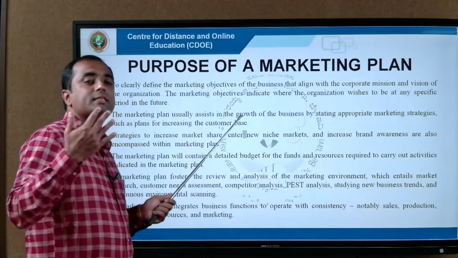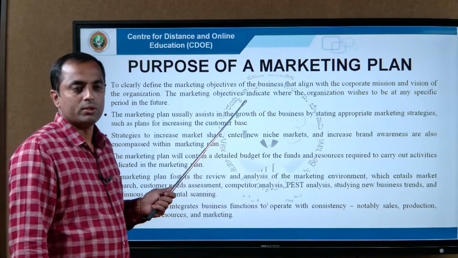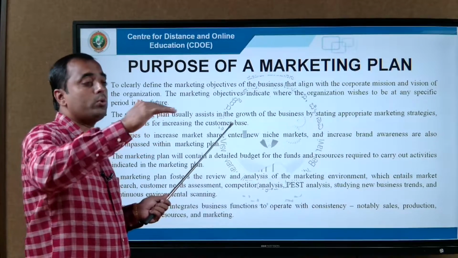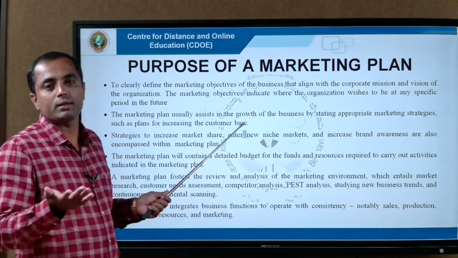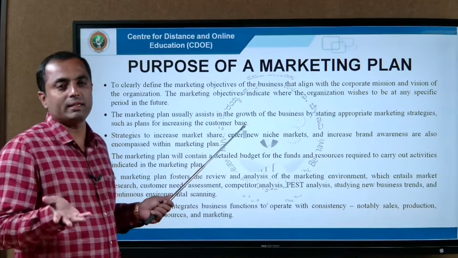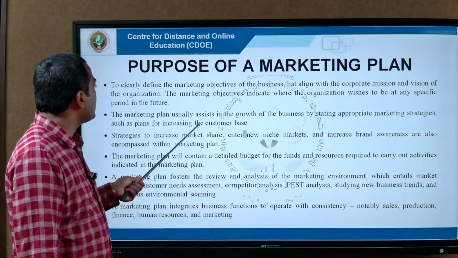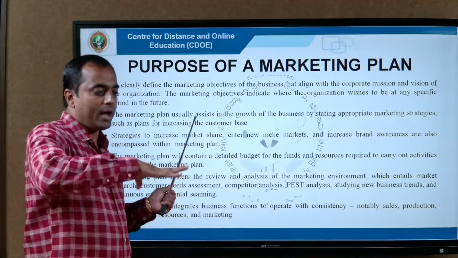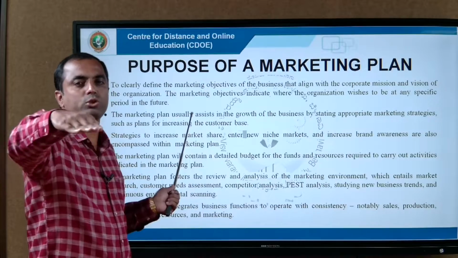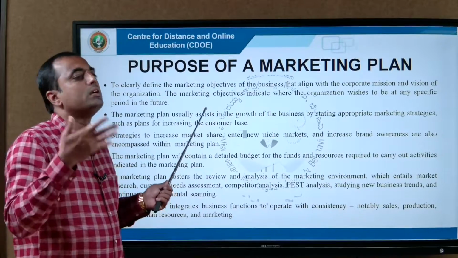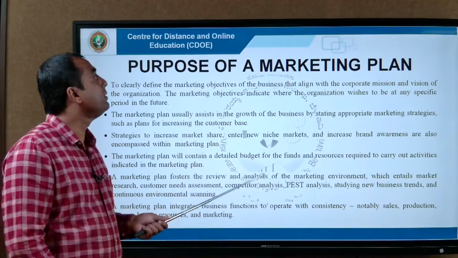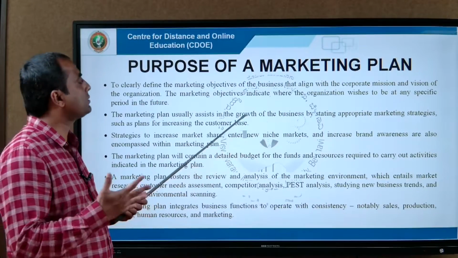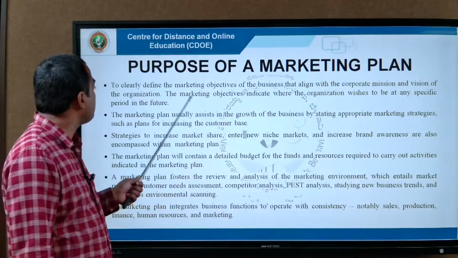So, vision is a long-term view. A long-term plan we can call a vision. Where are you going to be in the future, after 10 years or 15 years? In order to have that vision, in order to reach that particular position after a specific period of time, we need a marketing plan. That is one of the basic purposes why we prepare a marketing plan.